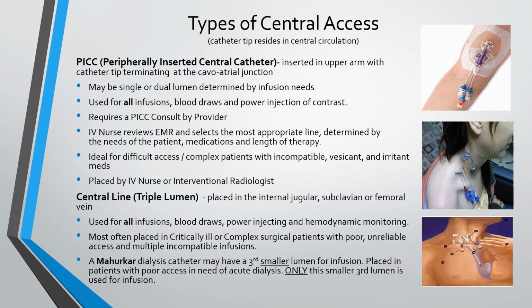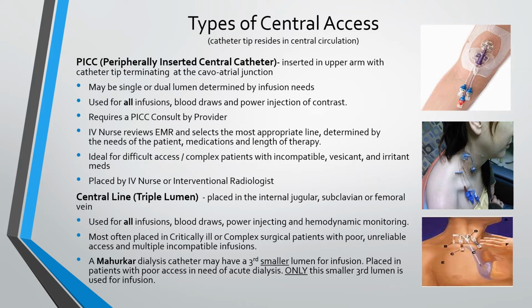Types of central access, where the catheter tip resides in central circulation. The first is a peripherally inserted central catheter, better known as a PICC, which is inserted in the upper arm with the catheter tip terminating at the cavo-atrial junction. They may be either a single or a dual lumen catheter, determined by the infusion needs. They are used for all infusions, blood draws, and power injecting of contrast. They require a PICC consult from the provider.